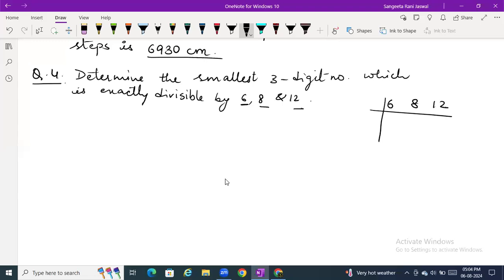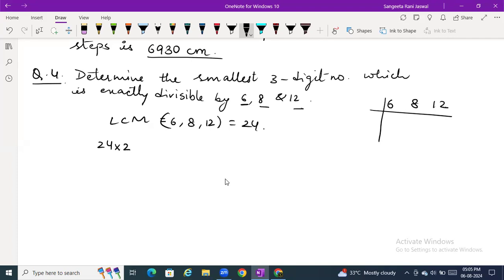Okay, so let's write it down. 24. Very good, beta. LCM of 6, 8, and 12 is 24. Okay, so now we have to find the smallest three-digit number. The LCM is now 24, so the three-digit number has to be a multiple of 24.